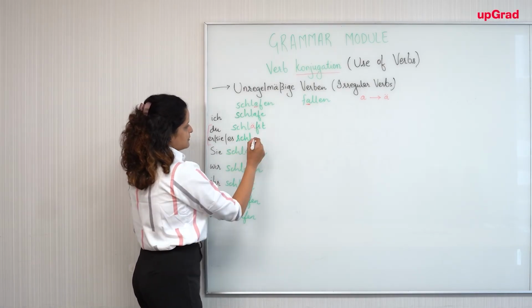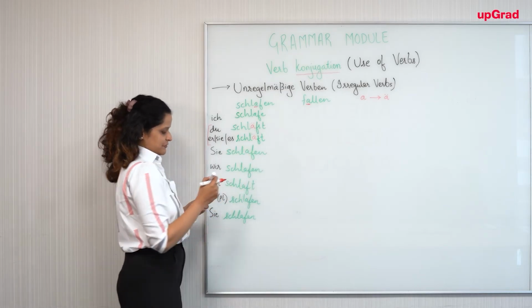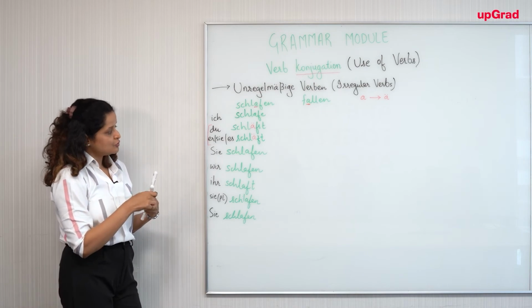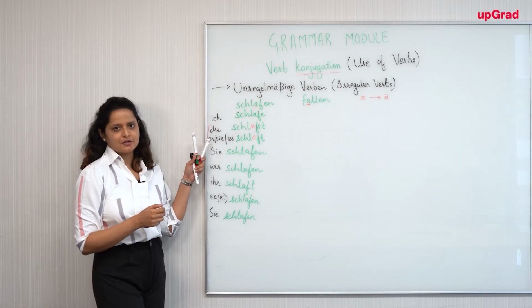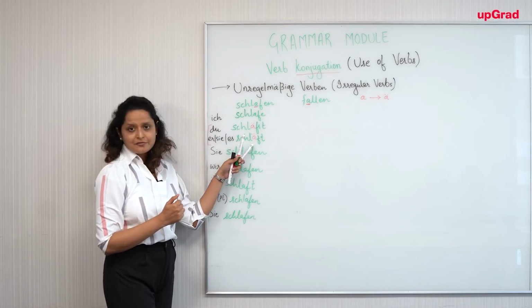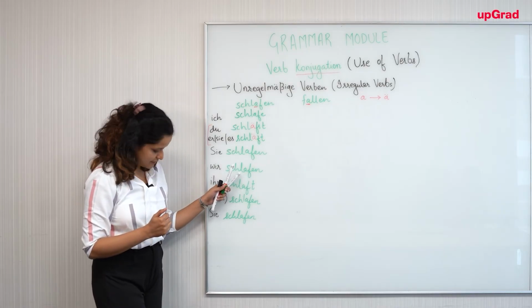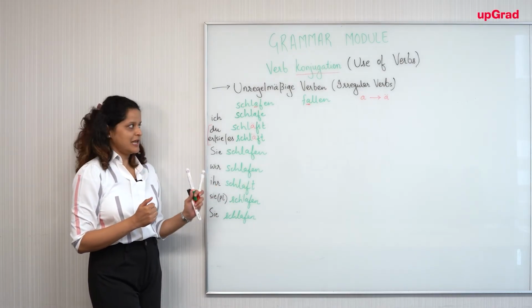The conjugation becomes schläft. So ich schlafe, du schläfst, er/sie/es schläft, wir schlafen, ihr schlaft, sie schlafen.